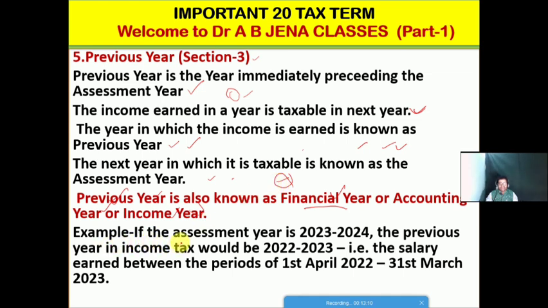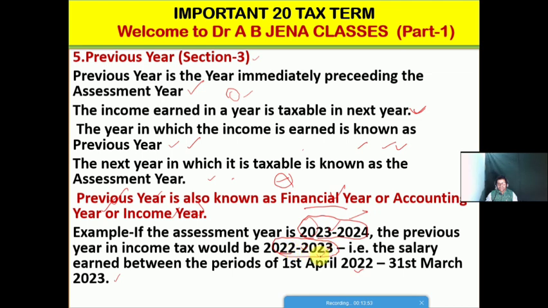So we will see an example. In this example, if the assessment year is 2023-24, the previous year of income tax would be 2022-23. Friends, now you are clear. So that is the salary earned. Suppose you are earning salary between the period 1st April 2022 and 31st March 2023. If the assessment year is 2023-24, then the previous year will be the year just preceding that, that is 2022-23.